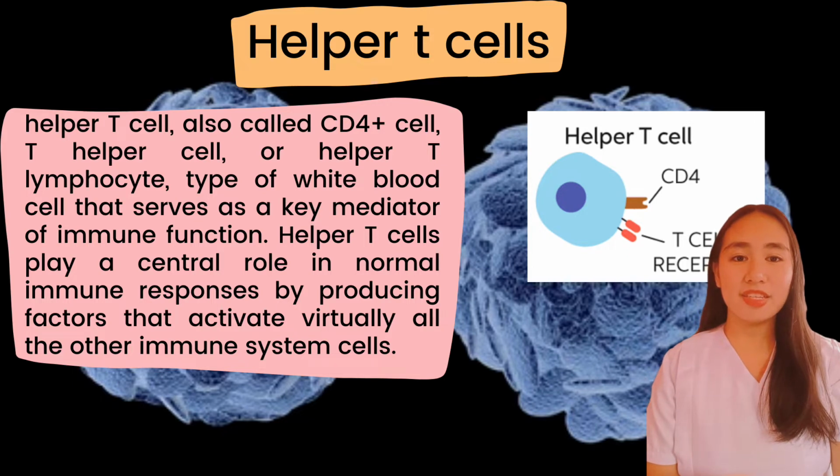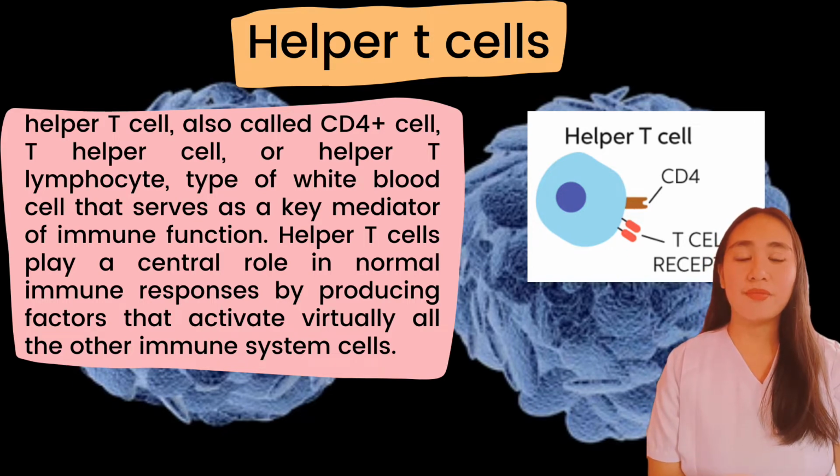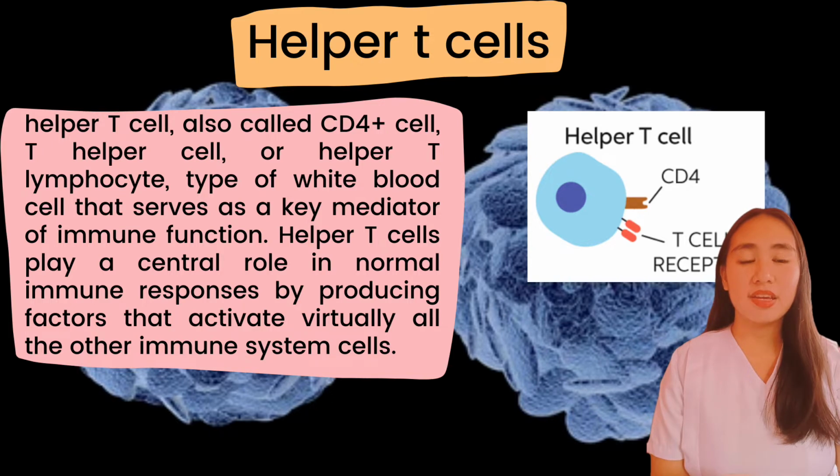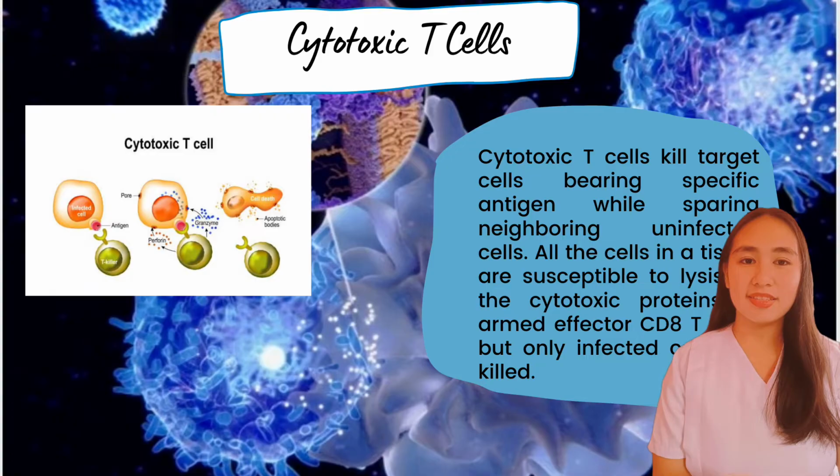The first type of T cells is the helper T cells. Helper T cells are a type of immune cell that stimulates the killer T cells, macrophages, and B cells to make an immune response. A helper T cell is a type of white blood cell and it's a type of lymphocyte.